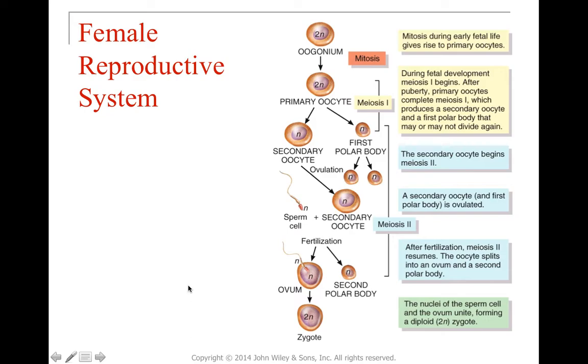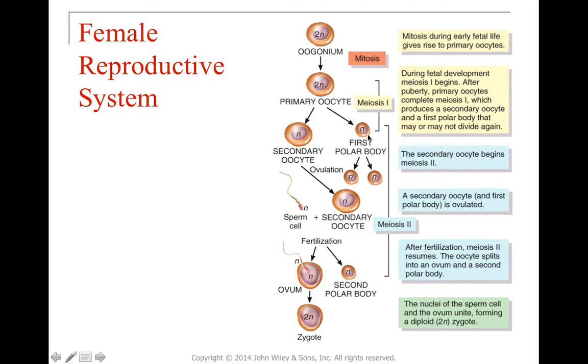Here we are. All right, again, I want you to pay attention to the N's and the 2N's. Starting off as 2N, we are oogonium, so we are a precursor cell. As a primary oocyte, we are still 2N, so we are still diploid, and we need to get to haploid. So what happens? Well, we undergo meiosis 1, and we end up with 2 haploid cells. But guess what? Only this one gets the attention. This is the only one that becomes the oocyte. This one becomes the first polar body.